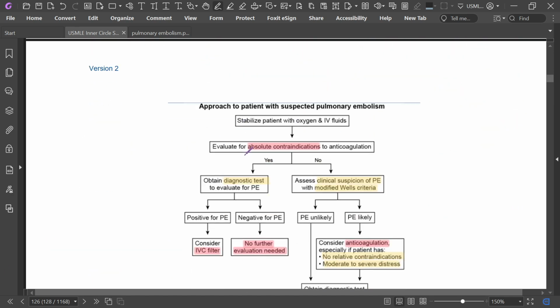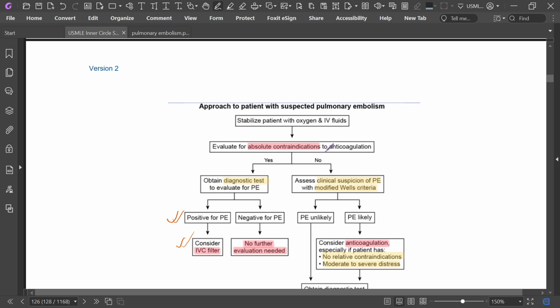Okay, now this is the approach to the patient with a suspected pulmonary embolism. First of all, stabilize the patient with oxygen and IV fluid. Evaluate for absolute contraindication for anticoagulation. If yes, obtain a diagnostic test to evaluate for pulmonary embolism. If positive for PE, consider an IV filter. If negative for PE, no further evaluation is needed.